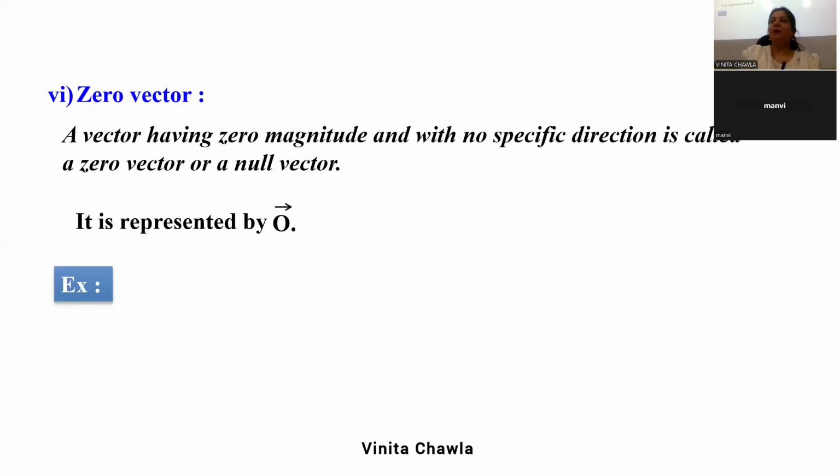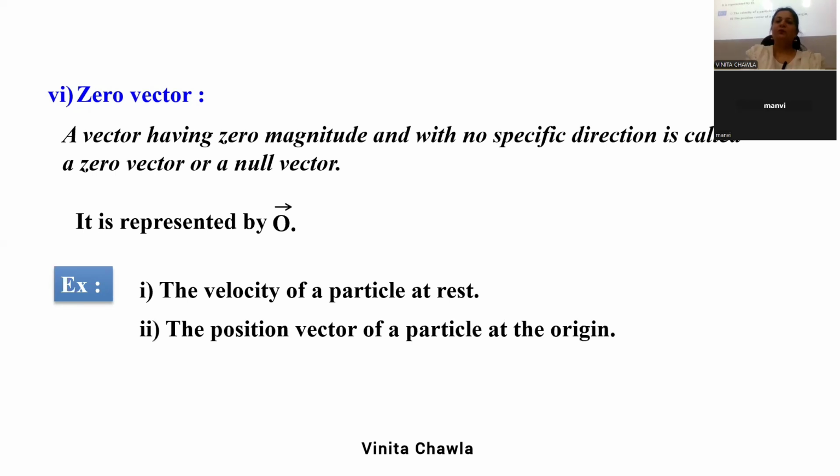So what is the magnitude? Magnitude is 0 and direction is arbitrary. For example, the velocity of a particle at rest. The particle is not moving, its velocity is 0, so it's a 0 vector. The position vector of a particle at the origin: if the particle is at the origin, then we can write the position vector as 0 vector, because at origin we have the coordinates 0, 0 in the xy plane.